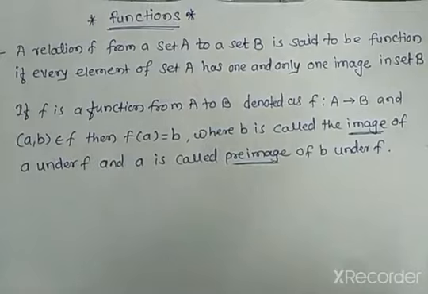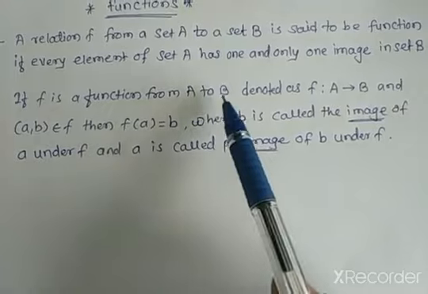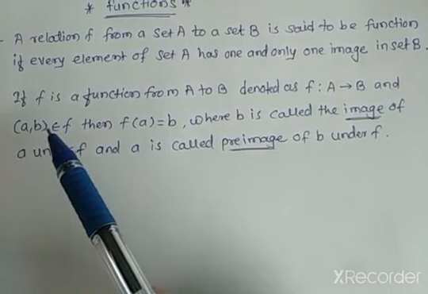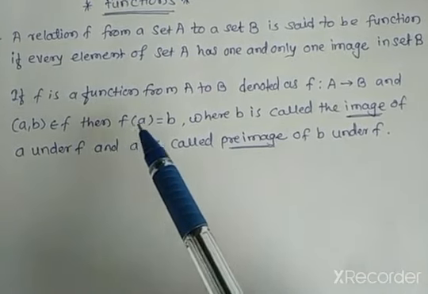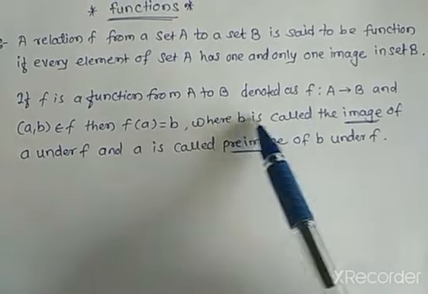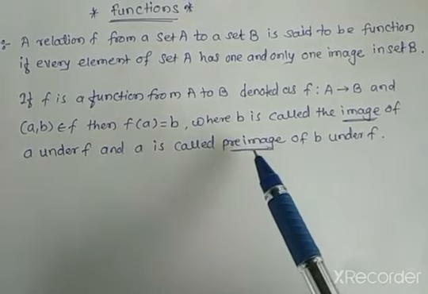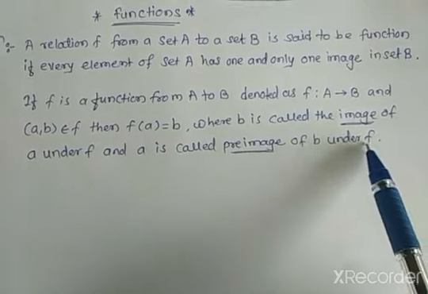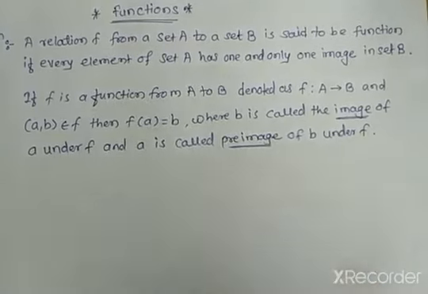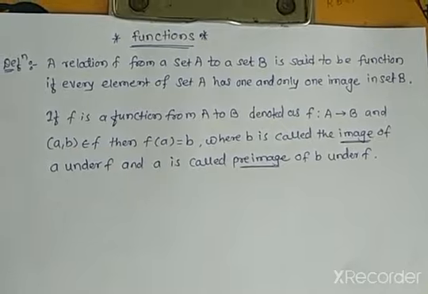Now, what is defined as an image or pre-image? If f is a function from A to B, denoted by the notation f from A to B, and the ordered pair (a, b) belongs to f, then f(a) = b, where b is called the image of a under f, and a is called the pre-image of b under f. Now we see examples related to functions so that you can get this point easily.